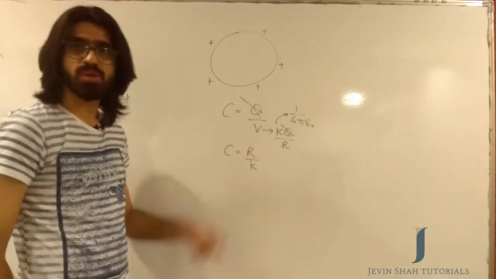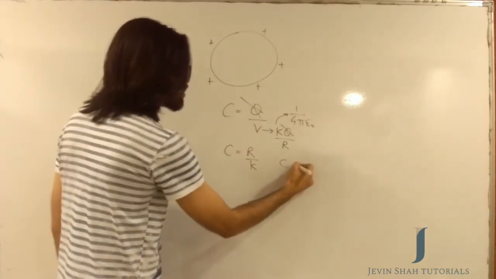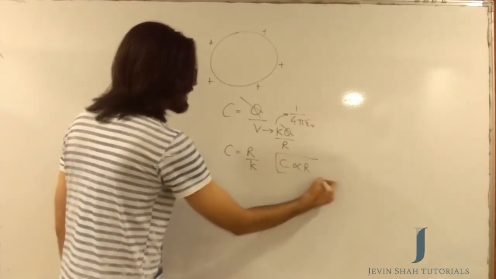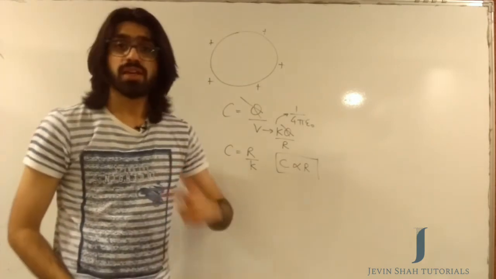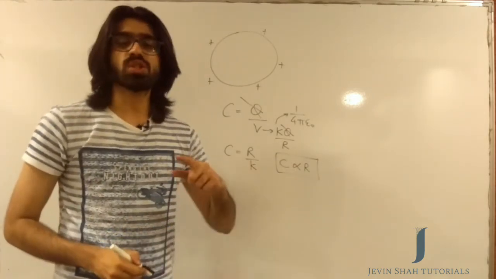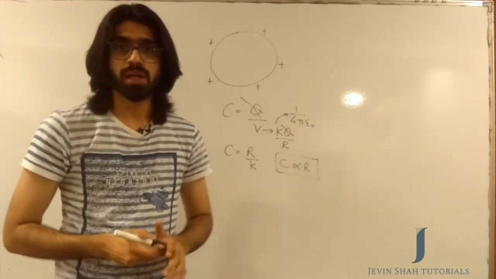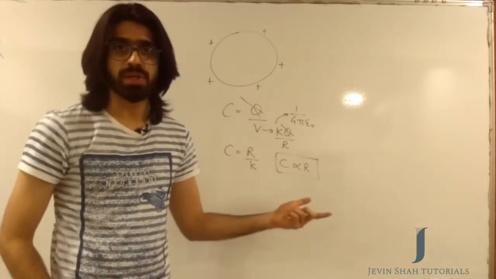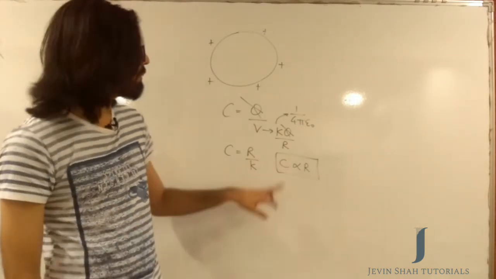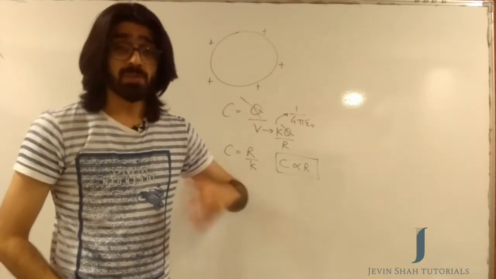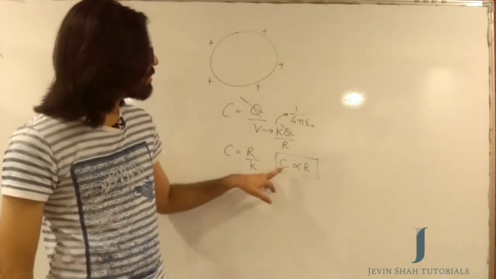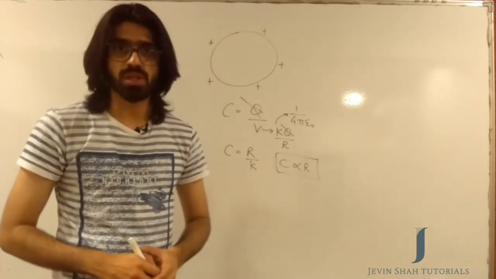What I'm trying to establish over here is that the capacitance of a spherical conductor is directly proportional to the radius. If you double the radius, the capacitance of a spherical conductor will get doubled. If you triple the radius, it gets tripled. So that's what you need to understand, that capacitance of a spherical conductor will be proportional to the radius. Keep in mind this result because it will be often used in questions.